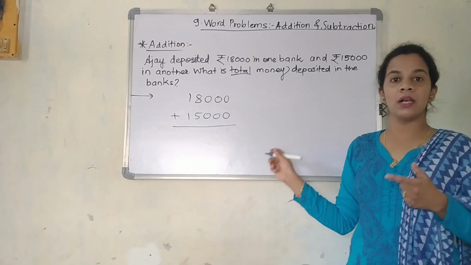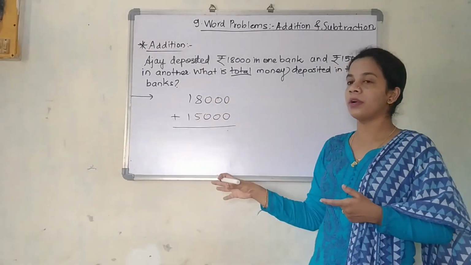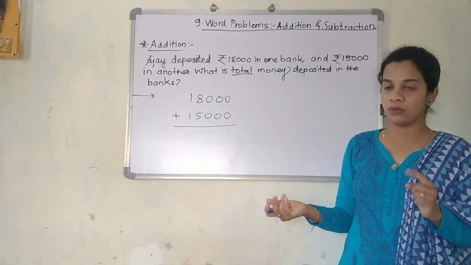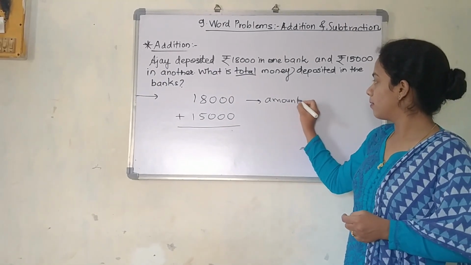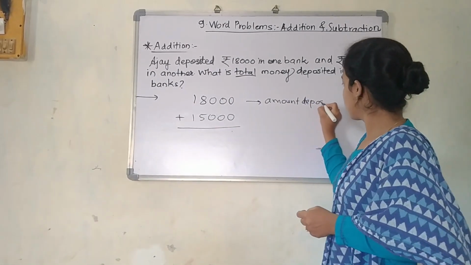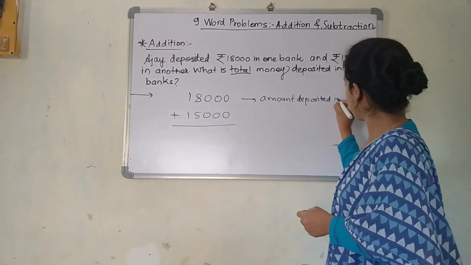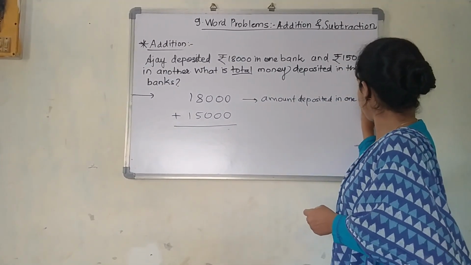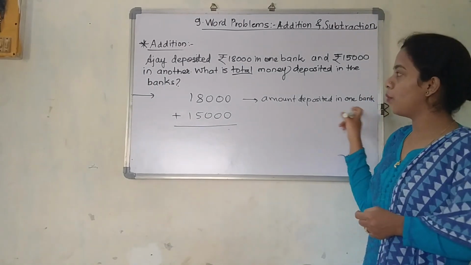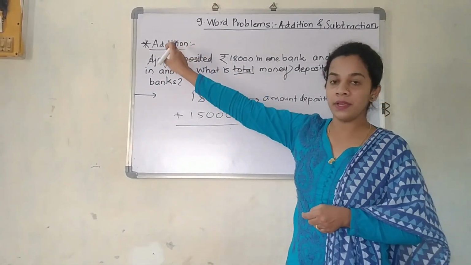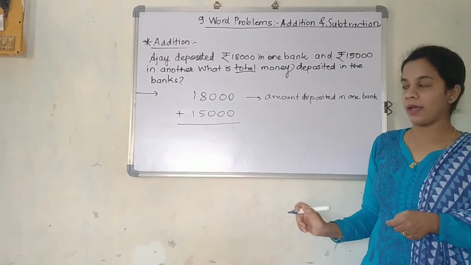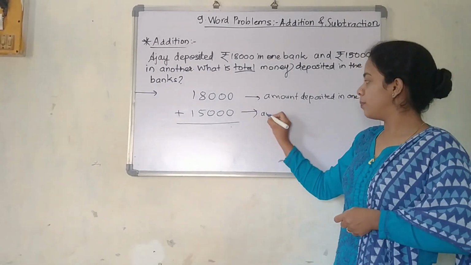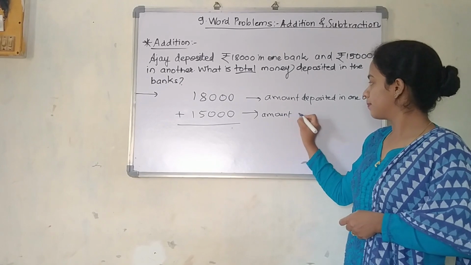Now, I have told you, these are word problems. So only this part is not enough. We are supposed to write some extra information also. So, amount deposited in one bank. Why I wrote this? Because I already told you over here that 18,000 was the amount deposited in one bank. So this will be what? Amount deposited in another bank.